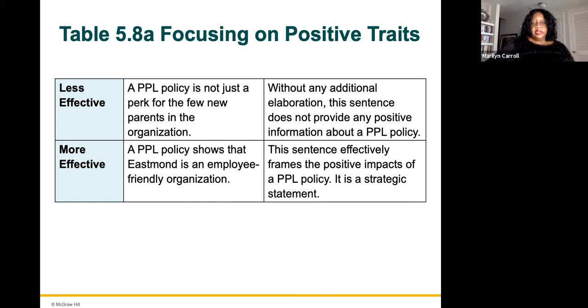Here are some more examples. A PPL policy is not just a perk for the few parents in the organization. Now, in looking at that, we could say, without any additional elaboration, the sentence does not provide any positive information about a PPL policy. Whereas, a PPL policy shows that Eastman is an employee-friendly organization. This sentence effectively frames the positive impacts of a PPL policy. It is a strategic statement.